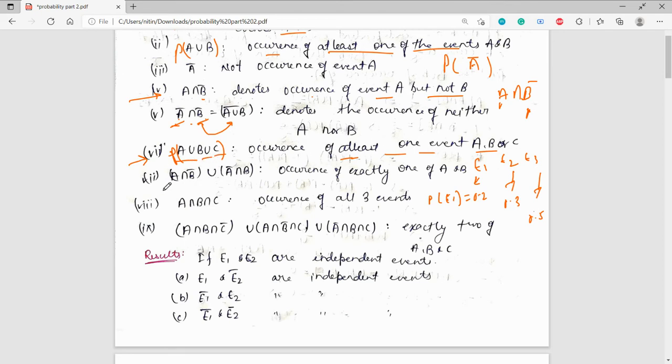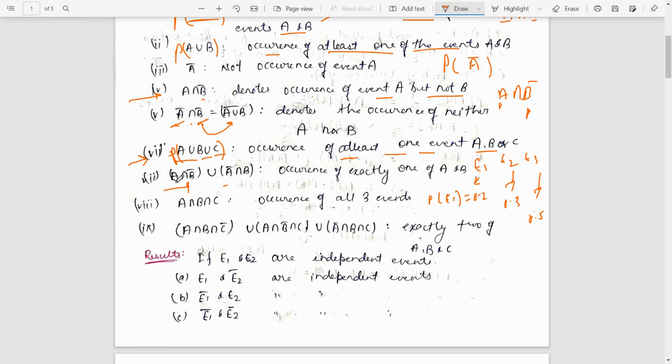Okay, in the next case, A intersection B complement union A complement intersection B. The first part is showing that A is occurring but B is not occurring, and this part is saying that A is not occurring but B is happening. So it means that you will find the probability of occurrence of exactly one of A and B. So in this case, exactly A is occurring, and in that case, exactly B is occurring. It's not talking about A intersection B.